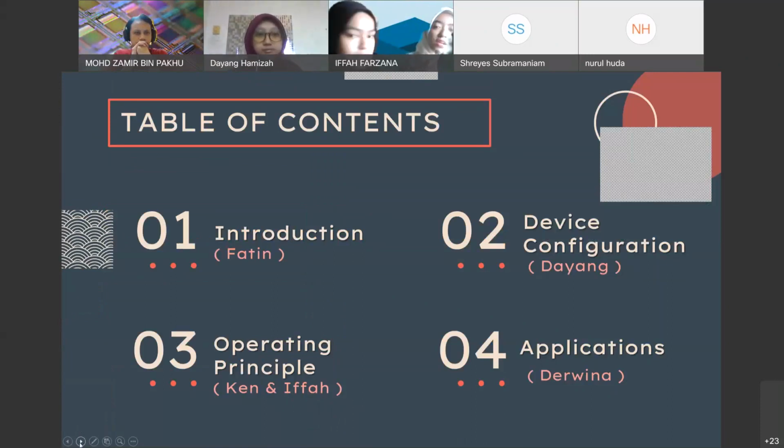In our presentation, we will talk about the introduction, which is presented by me. Then we move on to device configuration, which is presented by Dayang. Then operating principle by Ken and Ifa. And lastly, we will talk about application by Derek.